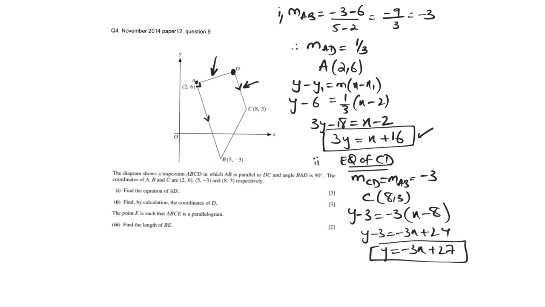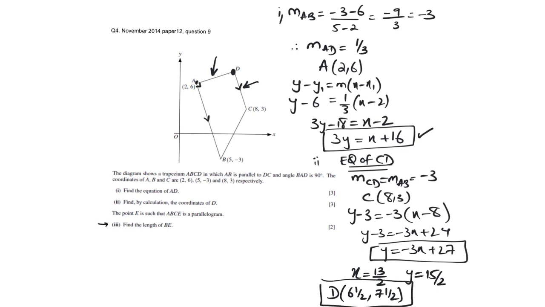Now D is the intersection point of the lines AD and CD, so all you need to do is solve the two equations simultaneously, and this gives you the x value as 13 over 2 and the y value as 15 over 2 after you have solved this simultaneously. So the coordinates of D can be written as 6 whole 1 over 2 comma 7 whole 1 over 2. So that's for the coordinates of D.